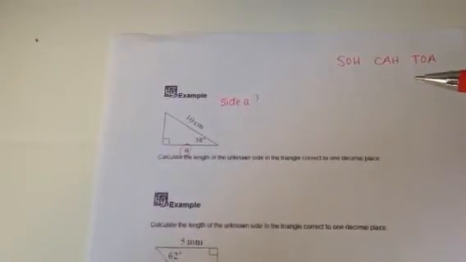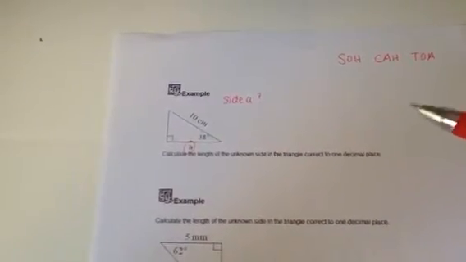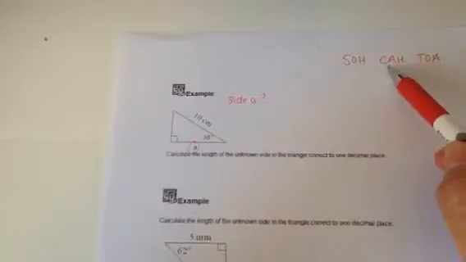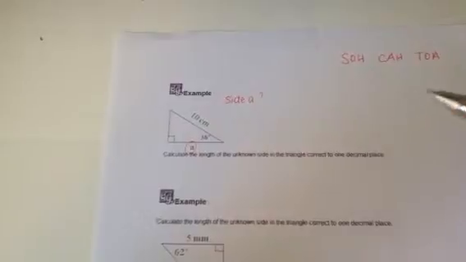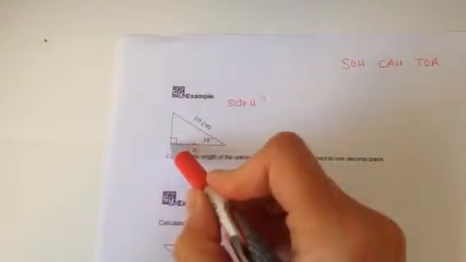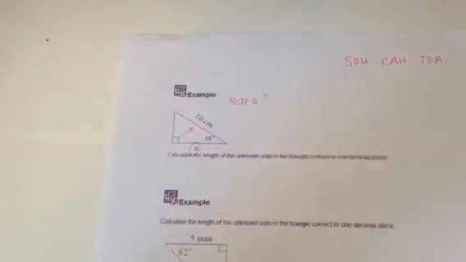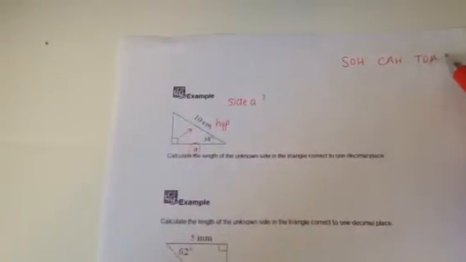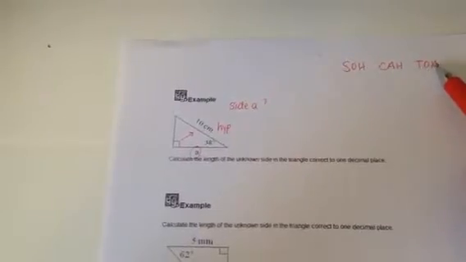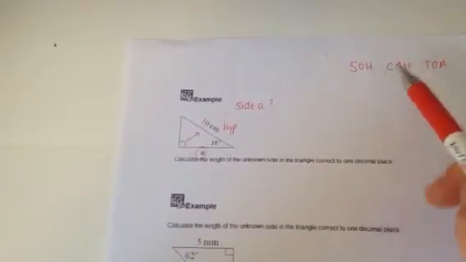Now, the key to figuring out side A is to know which primary trig ratio we use. Do we use sine, do we use cos, or do we use tan? Figuring that out is figuring out which sides we have. So you can see it's a right angle triangle, and we do have the side that is opposite to the right angle. So this means that we have the hypotenuse. That means we will not be using tan. Tan deals with the opposite and the adjacent. So we're either going to be using sine or we're going to be using cos.